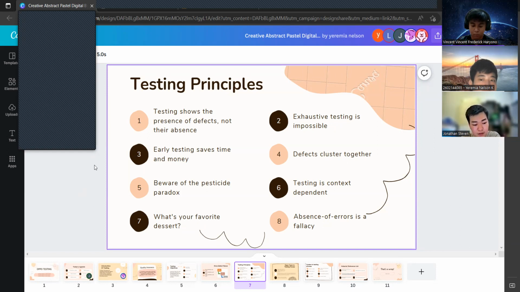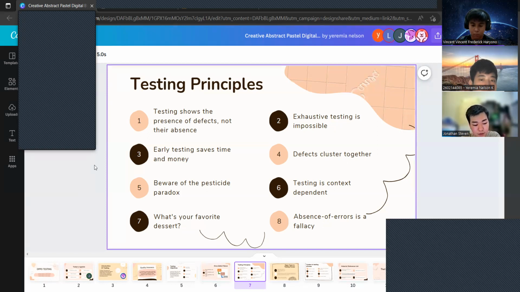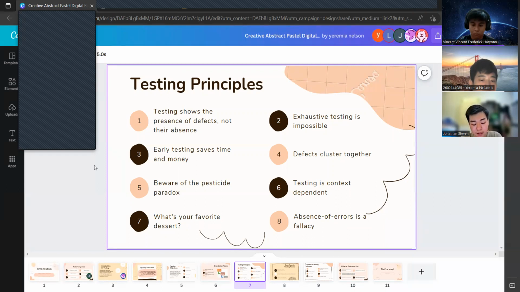The next one is defects clustered together. Testing can be done on proportional areas. Applying the Pareto principle, this principle explains that 80% of failures can be caused by 20% of the code. So it is important to prioritize testing the main code or complicated code that has important rules in the system.